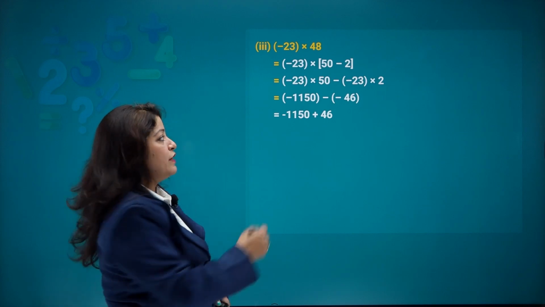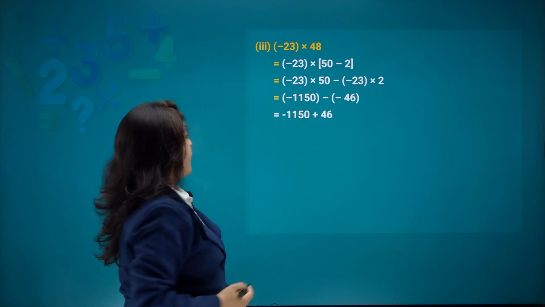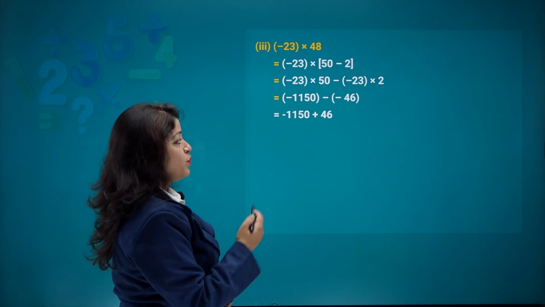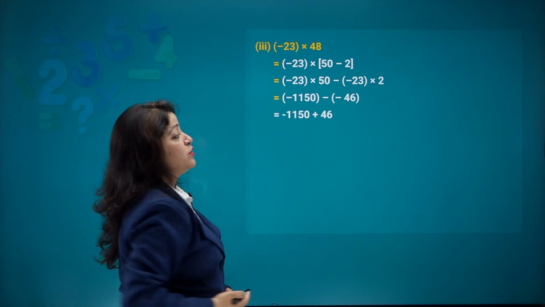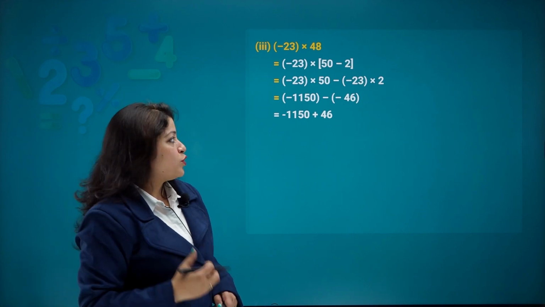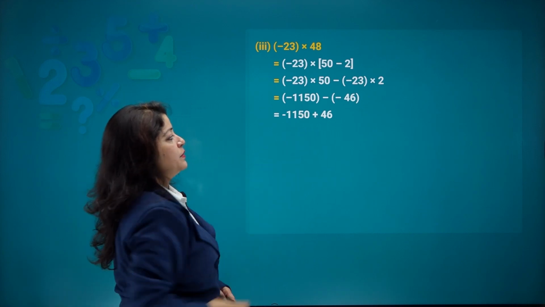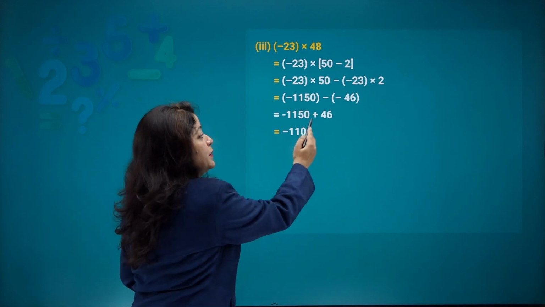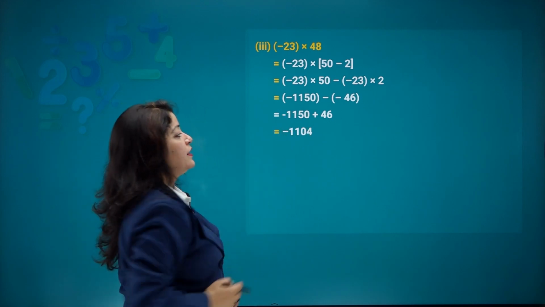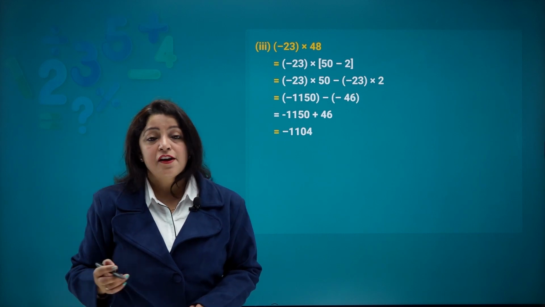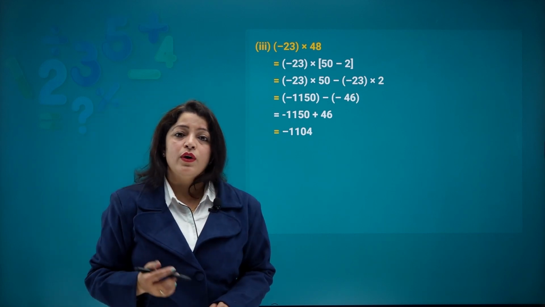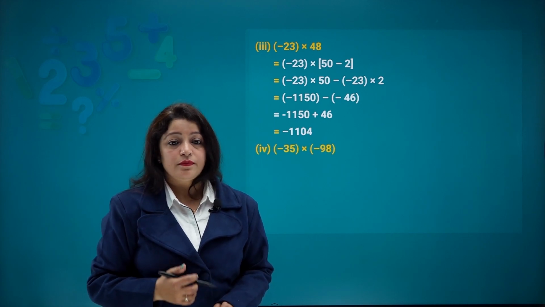And now we have 1150 with a negative sign plus 46. Now they are of opposite signs. That shows we have to subtract the numbers because they are now opposite in sign. So if I subtract 46 from this number, I'll get 1104. And here this number is greater, so I put the sign of the greater number. That is, the result is negative 1104.